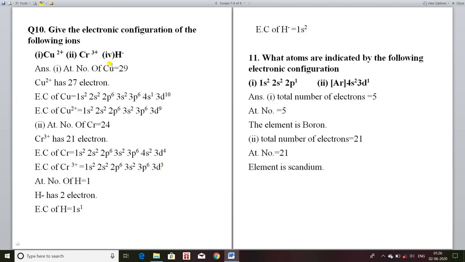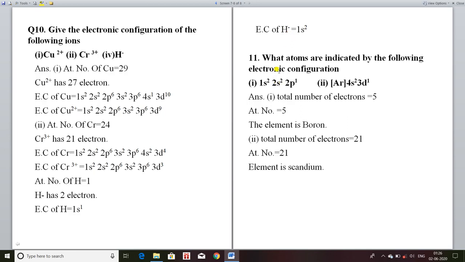In the next part, hydrogen negative. Here the atomic number of hydrogen is equal to 1. Now as there is a negative charge on the hydrogen atom, it has 2 electrons. So the electronic configuration of hydrogen is 1s1 and the electronic configuration of the hydrogen negative ion is 1s2, because there are 2 electrons present in the H negative ion.